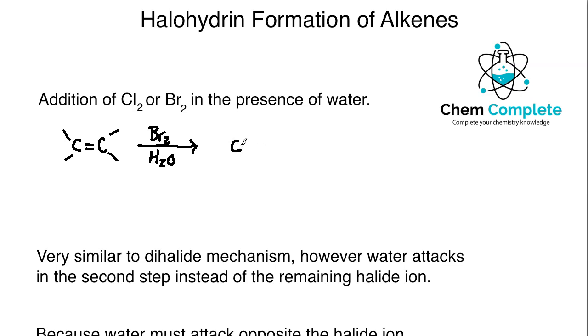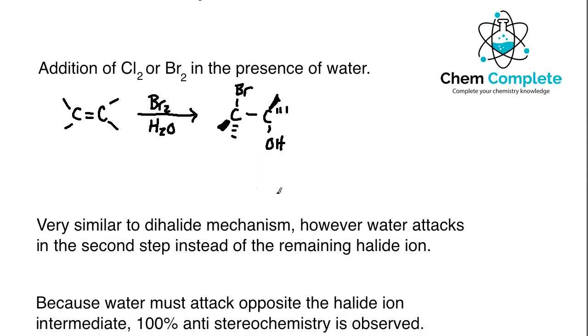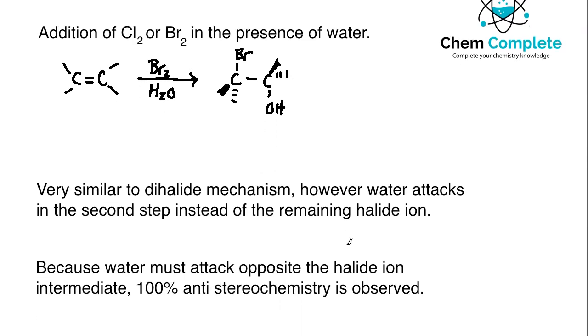And what we end up with is we are going to get a halogen addition. So we will create an alkyl halide here. But then the other portion, instead of a second halide coming on, we are going to end up with an alcohol group. And that alcohol group will be the result of water coming in and adding to the compound. So again, as I mentioned in the opening here, this is very similar to the dihalide mechanism. However, when water attacks in the second step, that is going to be the big difference between the remaining halide ion attacking versus the water, which will give the alcohol group.